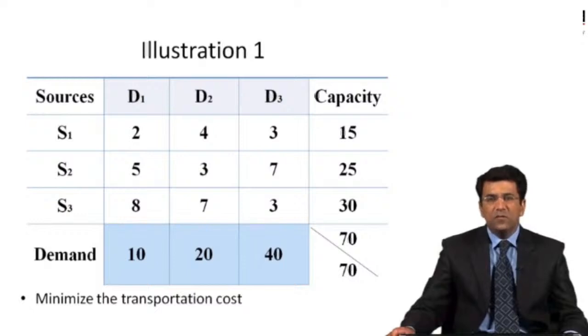You must remember we discussed that there are three different cases in transportation problems: in one case demand is equal to supply, the other is if demand is less than supply, and the third case is if demand is greater than supply. We'll discuss the other two cases in our lectures, but today we are going to solve this particular problem in which demand is equal to supply.